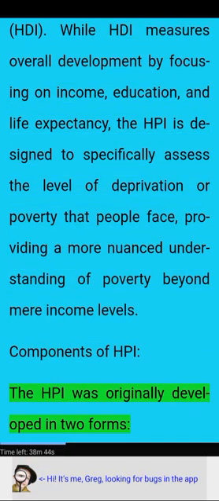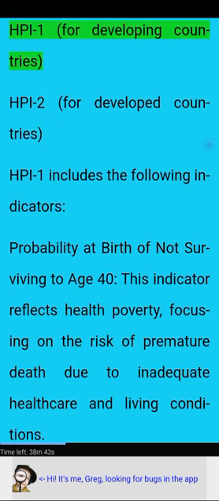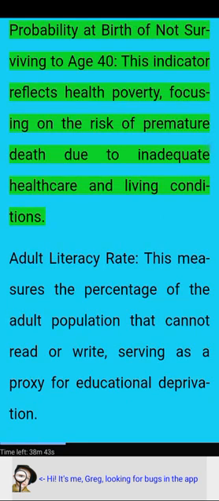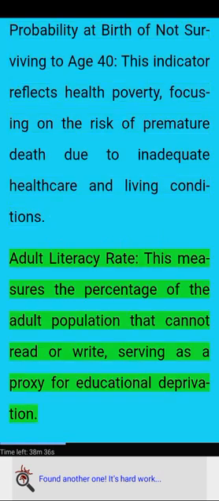Components of HPI. The HPI was originally developed in two forms: HPI 1 for developing countries and HPI 2 for developed countries. HPI 1 includes the following indicators. Probability at birth of not surviving to age 40. This indicator reflects health poverty, focusing on the risk of premature death due to inadequate healthcare and living conditions.